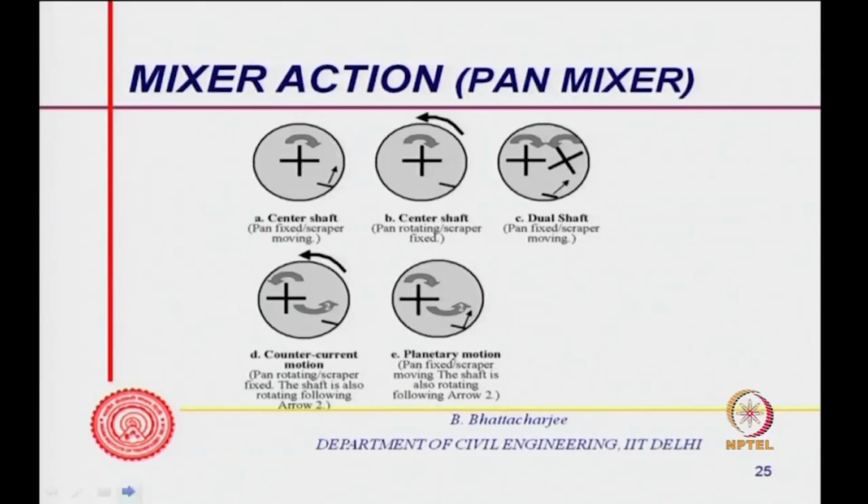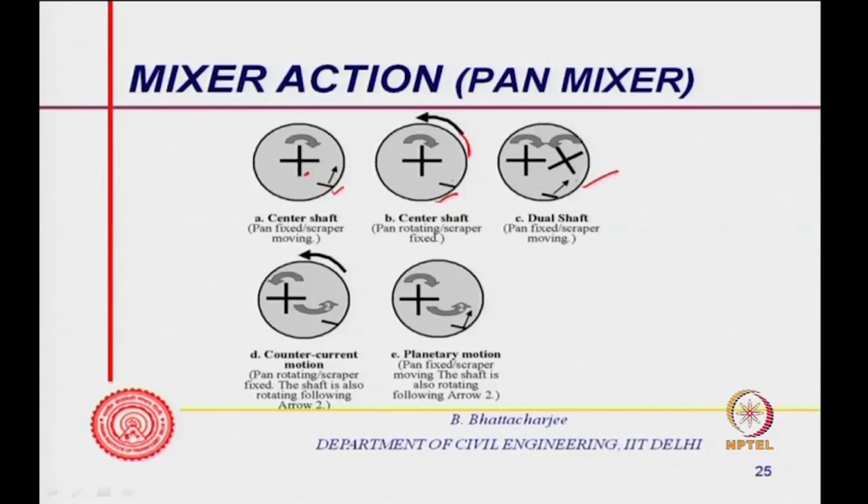For example, you can have a counter shaft. There is a baffle here, the pan is fixed, and this rotates, and the scrapers are moving. In this one, the shaft is at the center, and the drum also is rotating. In this one the drum rotates and the scrapers are fixed. In this one there is a dual shaft and the scraper is moving, and the drum pan is fixed. In this case also the pan is fixed and the scraper is moving.